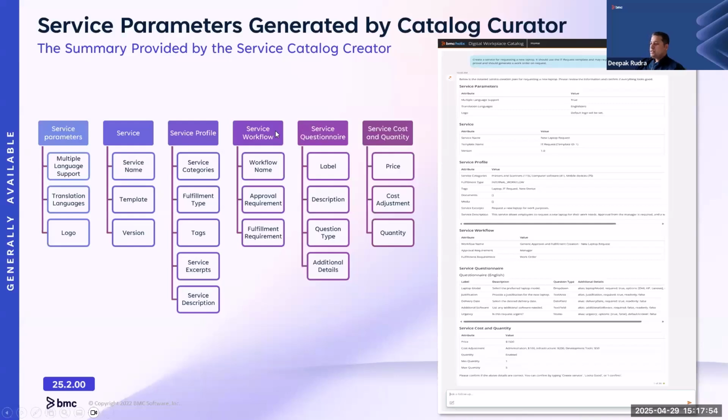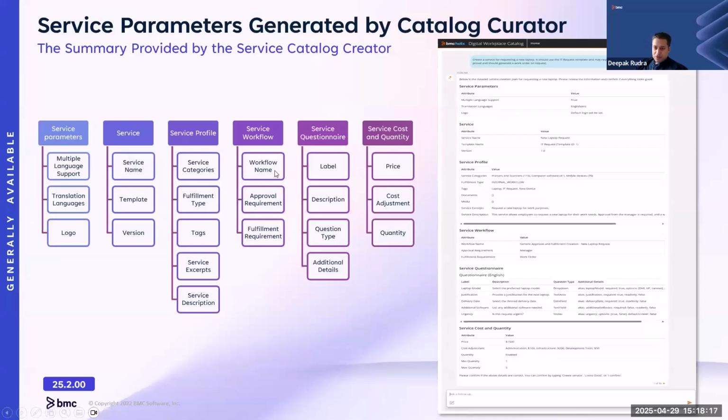And then the next part comes is the workflow. That's the next building block. So you have workflow name, approval type, and then the fulfillment requirements. Right now we are only supporting internal workflow, but some customers want quick link catalog offerings also. So that's not supported right now, but we are providing support for the workflow based fulfillment process.